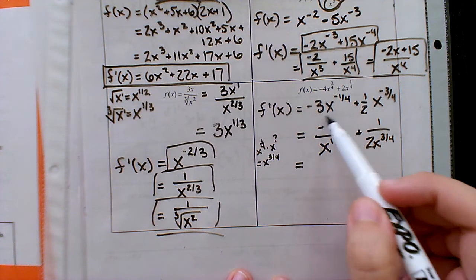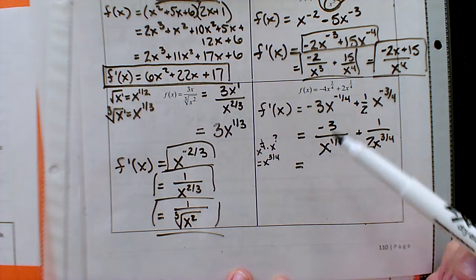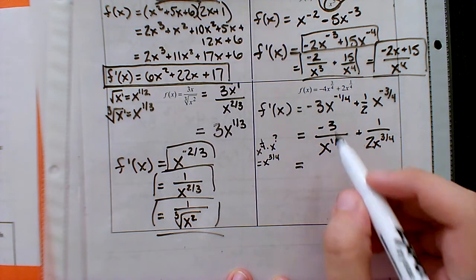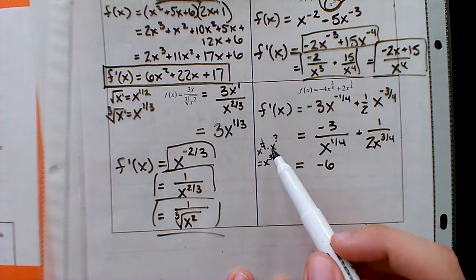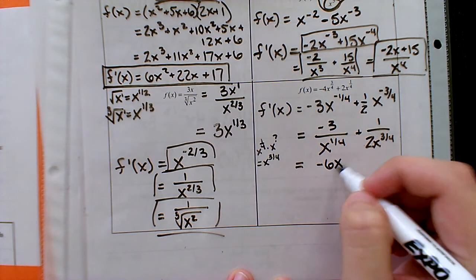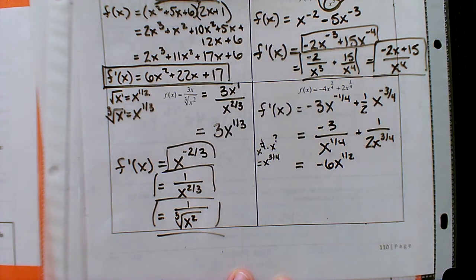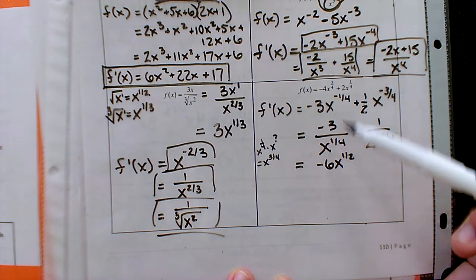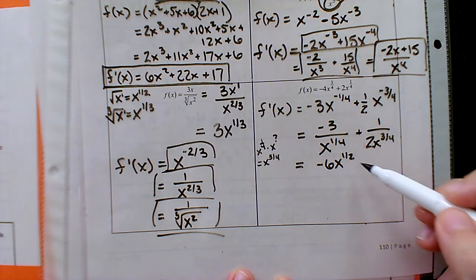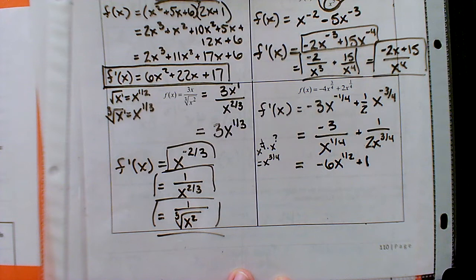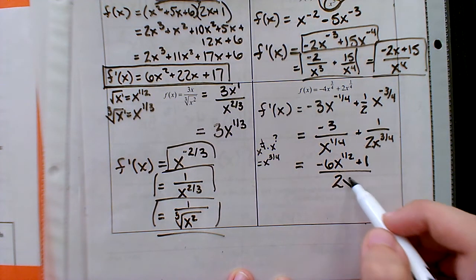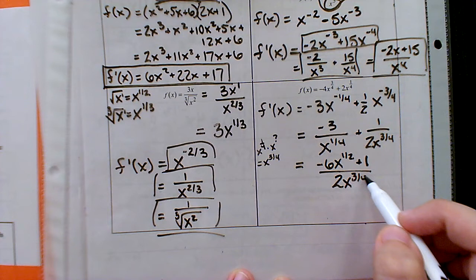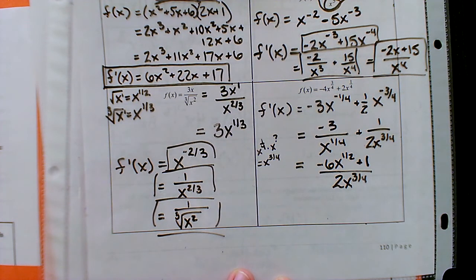Okay, so we have to multiply this first fraction by 2 on top and bottom, so that would change the -3 to a -6, but also by an x to the 1/2. So that's going to change our first numerator. We'll add the 1 from the second numerator in the fraction, and we'll have the new common denominator of 2x to the 3/4.